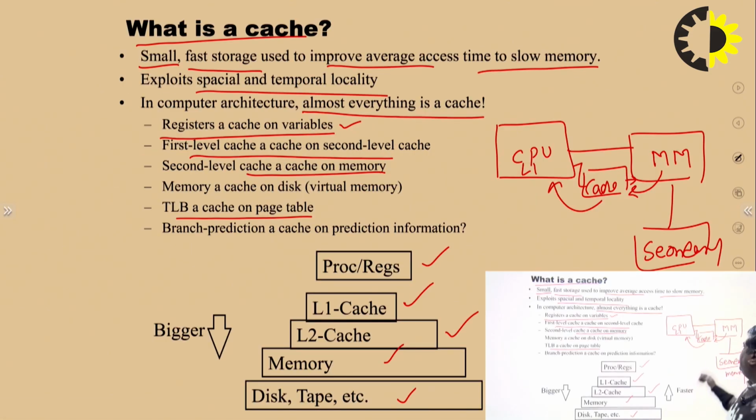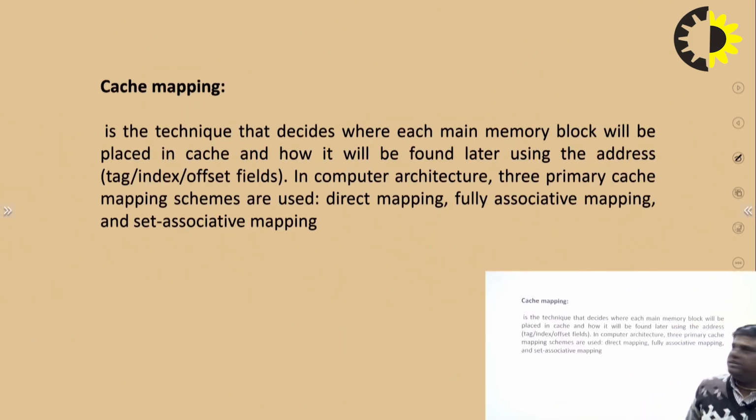Now, if the data is available in the cache, no problem, that is known as a cache hit. If data is not available in the cache, then the data is transferred, or mapped, from main memory to the cache memory, and then from cache memory to the CPU. So it means there are different methodologies by which data is transferred from main memory to the cache memory. That is known as cache mapping.